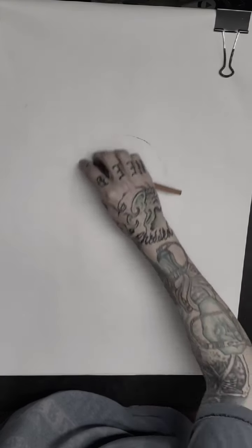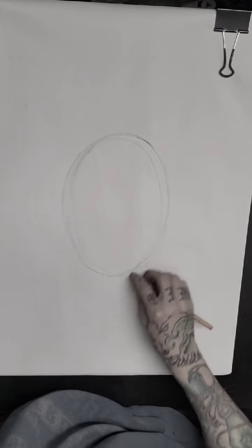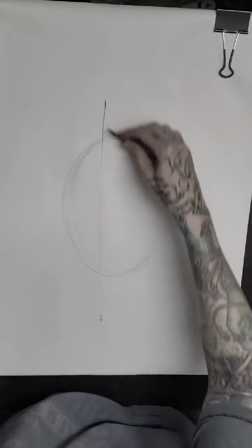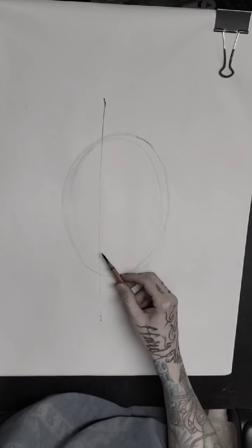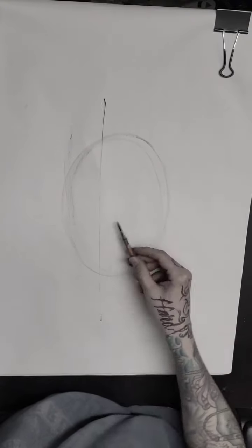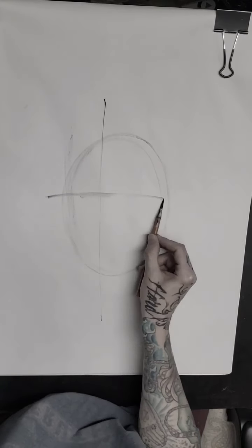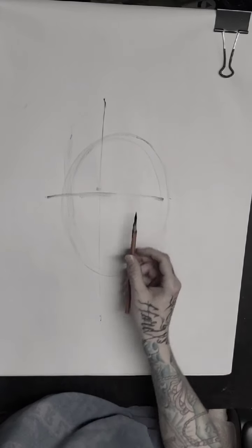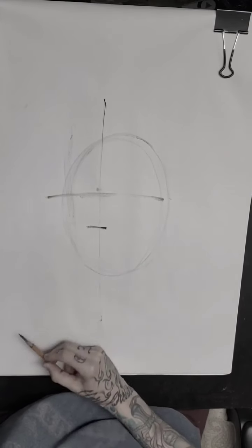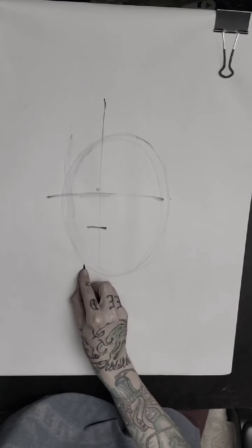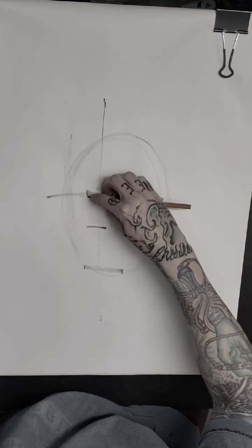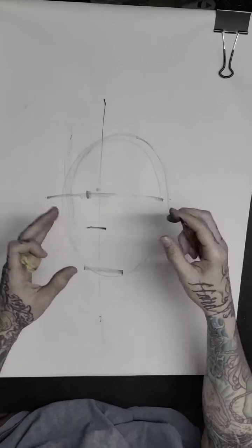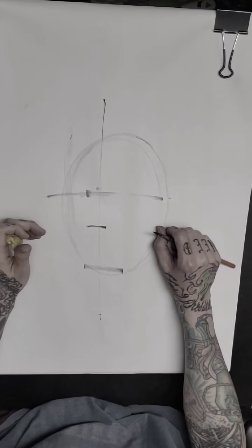So let's just draw a little oval here, and then maybe like an antenna, and then let's say we have the brow ridge right here, okay? So the brow line of somebody's head, and then let's say we have the bottom of the nose here, and then let's say you have the chin here. Okay, so the idea is that light reveals the structure when the light hits the form, okay?